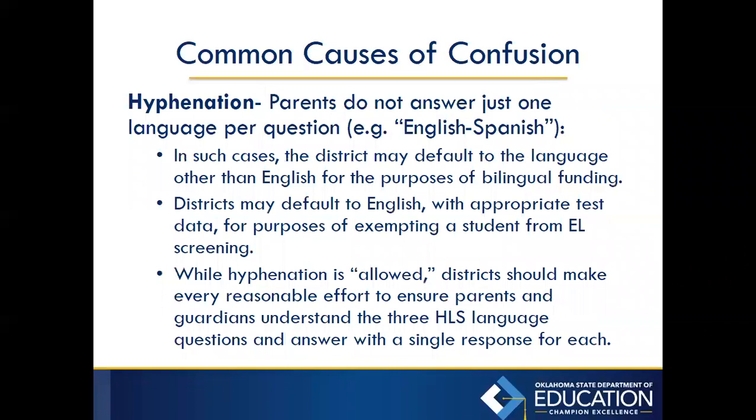So let's go then to some common causes of confusion. Hyphenation. If, when they're filling out the home language survey, parents put two languages with a hyphen, like, what does the student normally speak? Well, they speak English-Spanish. That's a cause of confusion. In these cases, the district can default to the language other than English for the purpose of bilingual funding. So if you have somebody who puts English-Spanish, go ahead and count them as bilingual. You get the extra bilingual funding.